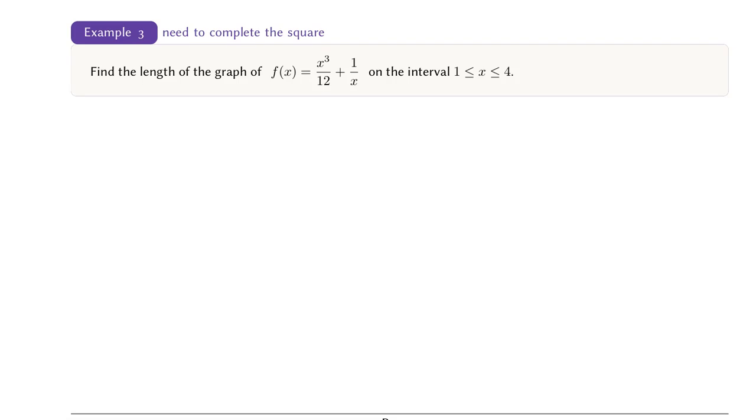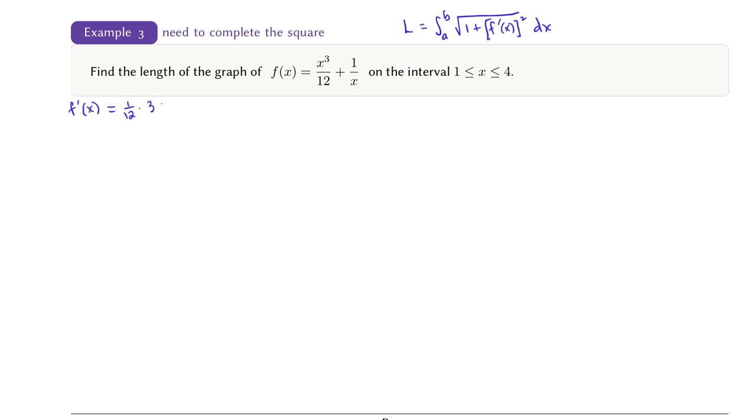Oftentimes, to find the arc length, we might need to complete the square. Recall that the arc length formula for the curve f of x from a to b is the definite integral from a to b, the square root of 1 plus f prime of x squared dx. For example, find the length of the graph of f of x equals x cubed over 12 plus 1 over x from 1 to 4.